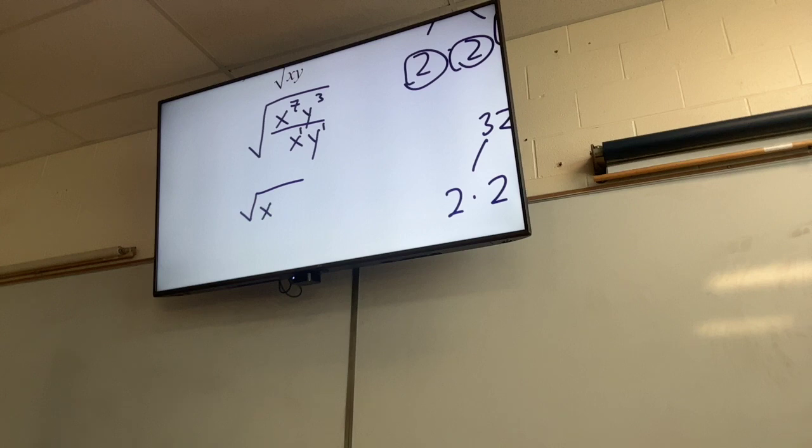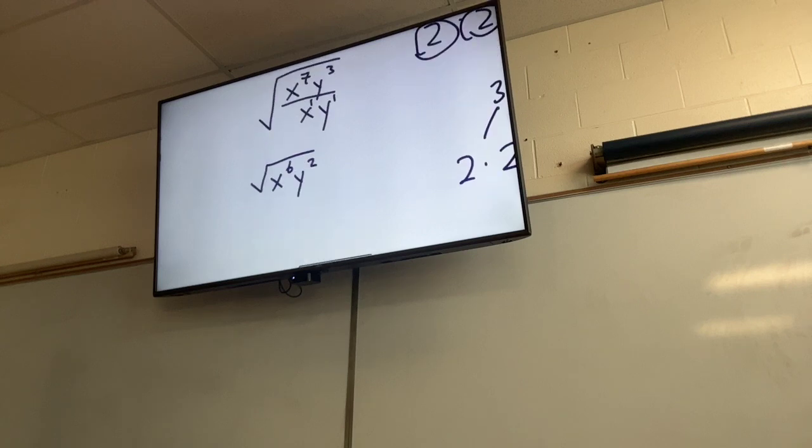Square root of x to the 6th, square root of y squared. Let's break it up. Do it one at a time. Square root of x to the 6th times square root of y squared. And what's the square root of x to the 6th? x cubed. What's the square root of y squared?